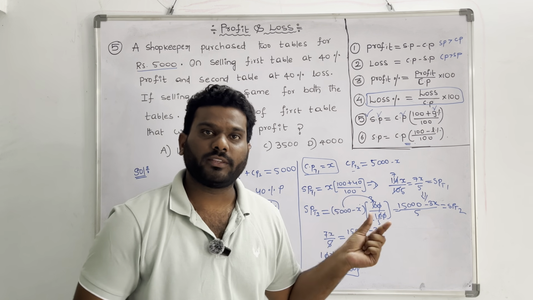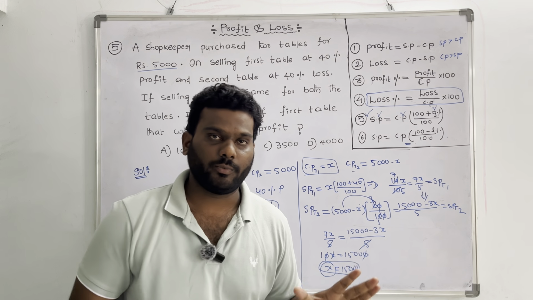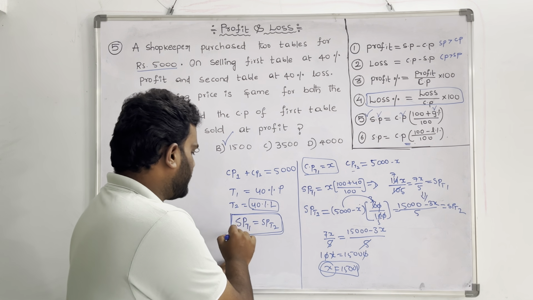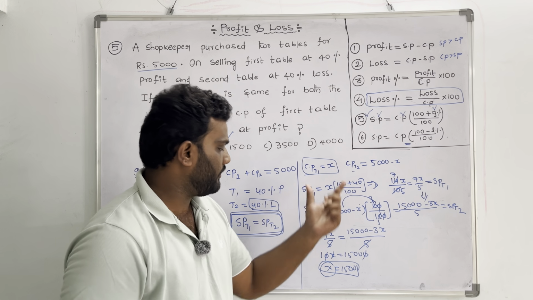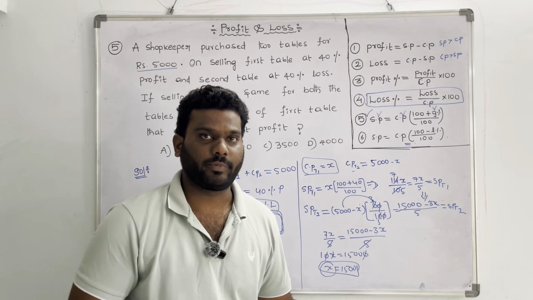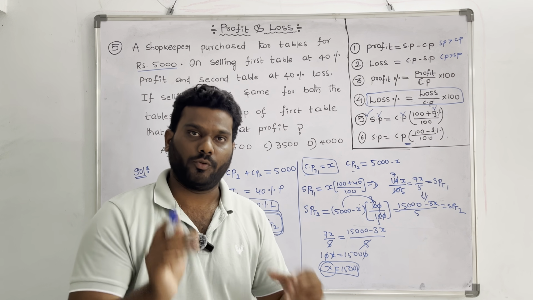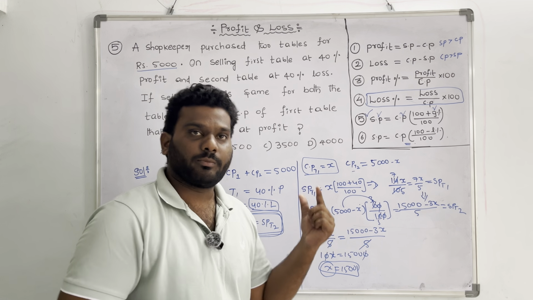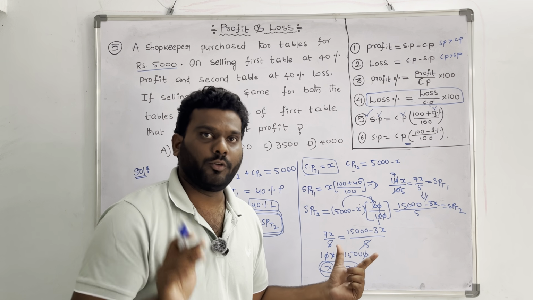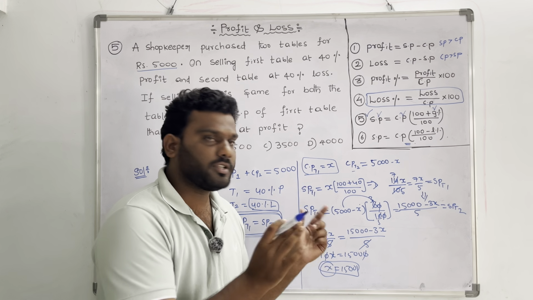So this is the only method we have to solve this. There is no shortcut method for this. Since they have given this condition, we need to make both the selling prices equal. Okay, I hope you understood. If you don't understand, just pause the video and observe it for a few minutes, you will understand. Otherwise watch it once again.